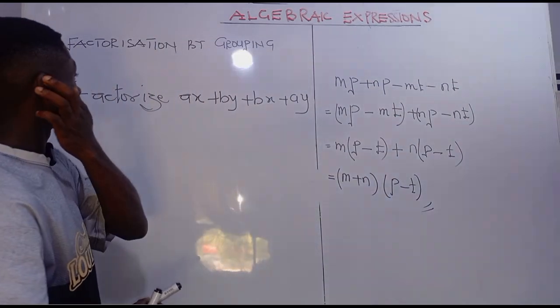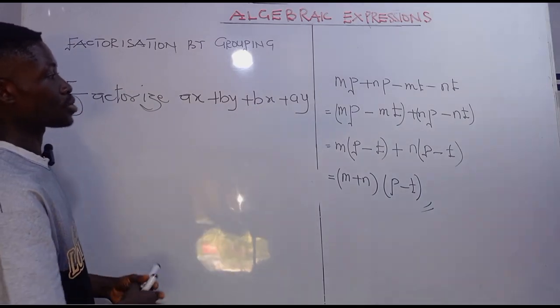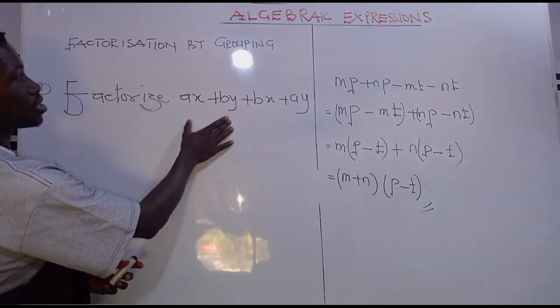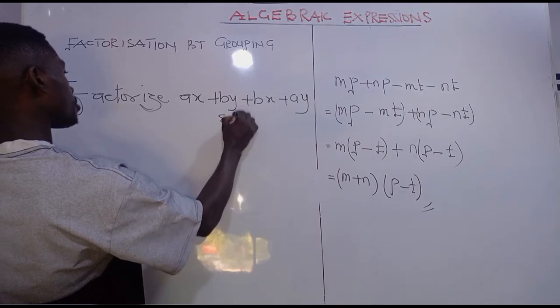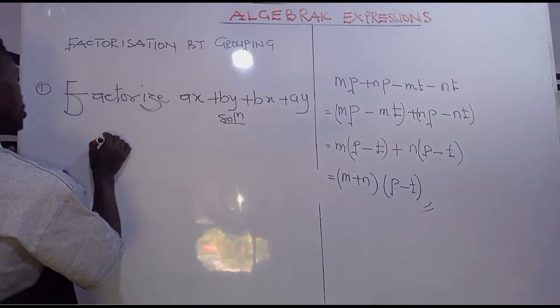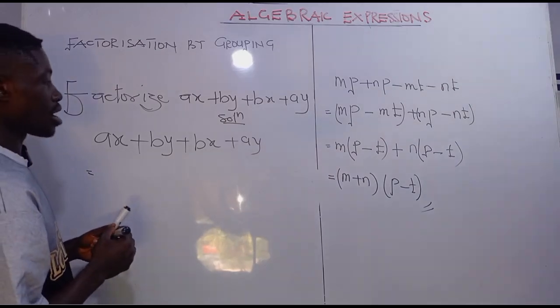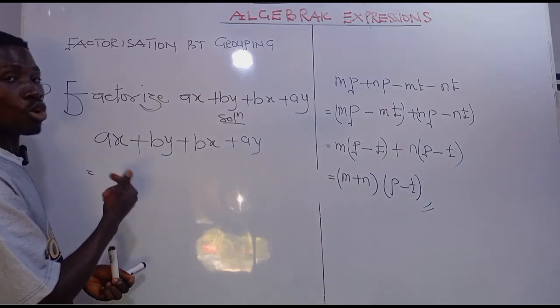So we have our second example. We have to factorize ax + bx + ay + by. So we have an algebraic expression with 4 terms. So we are going to do that by what? Grouping. What we are going to do is group the terms such that each pair can have a common variable.